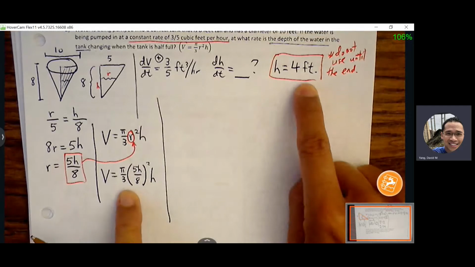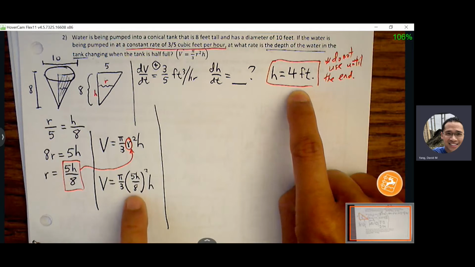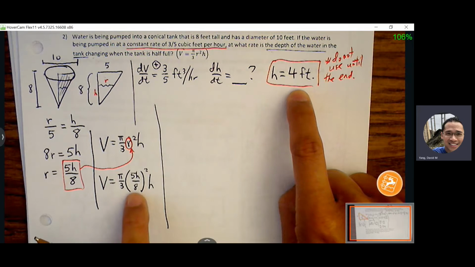All right, that's one big hurdle. That's the first hurdle that we need to be able to get through, right? Getting our equation in terms of the correct, the same variable on the right side.